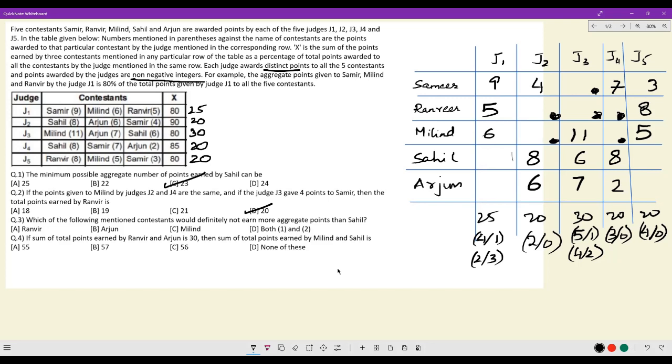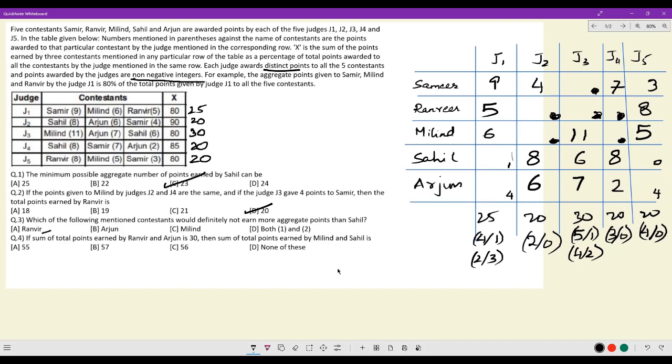Okay, so Sahil has 868. We already had the minimum points total for Sahil when he has 1 here and he has 0 here. If he has 1 here, he has 0 here, then Arjun will get 4 here and he will also get 4 here. Okay, for Milind, I'm looking to maximum. Okay, who are the people?